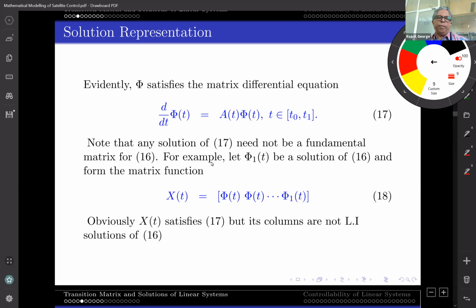Now note that any solution of 17 need not be a fundamental matrix solution. If I take a solution of this matrix differential equation, only those solutions having linearly independent columns are known as a fundamental matrix solution. So one note is that any solution of this one need not be a fundamental matrix solution, but those solutions which have linearly independent columns are known as a fundamental matrix solution. Okay, due to lack of time, let me just go quickly.